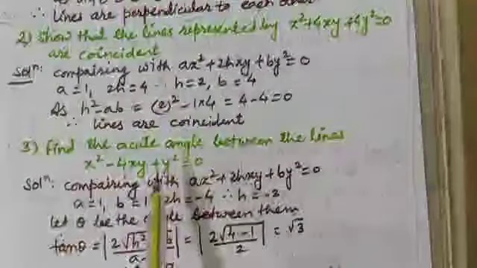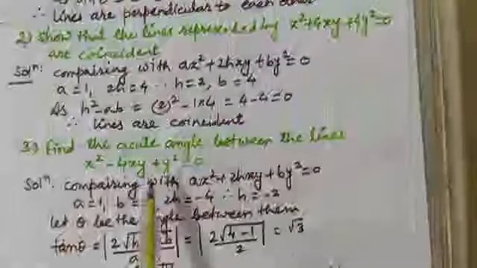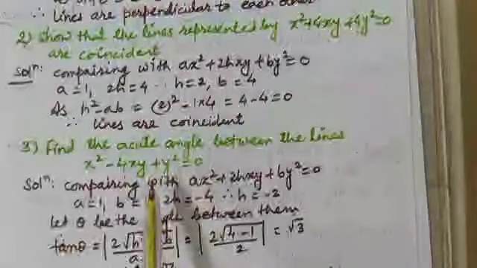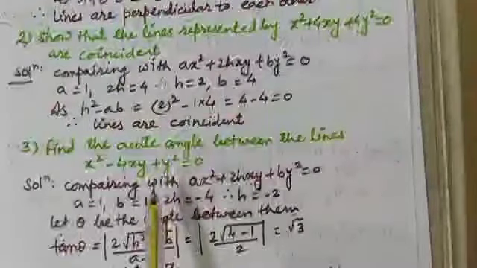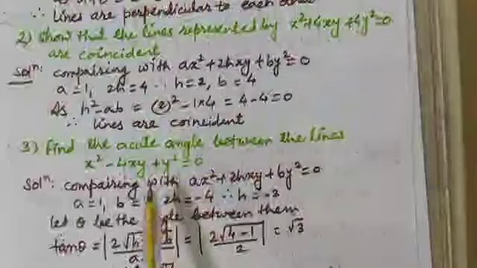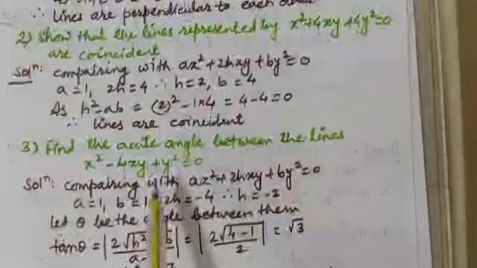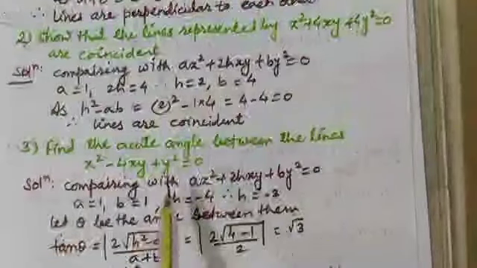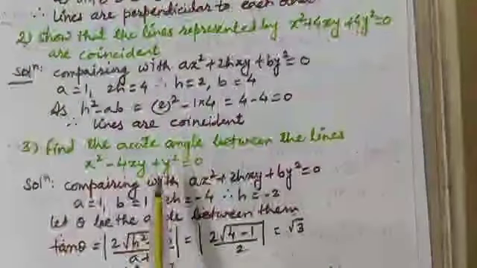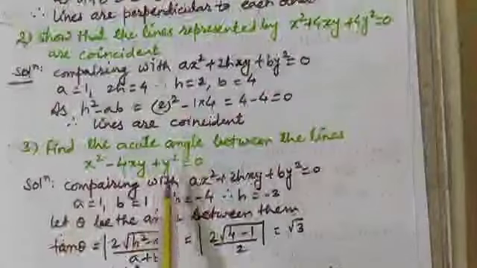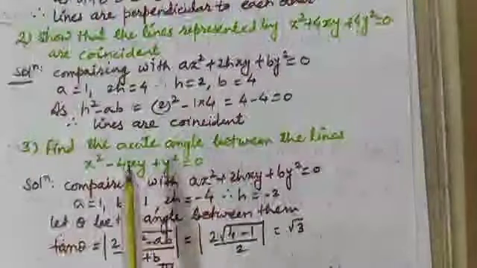Whenever there is the word acute angle, you must remember that it is given by the formula: modulus of tan theta is equal to modulus of 2 into root of h square minus ab by a plus b. This is the formula. Apply this formula for solving this problem.